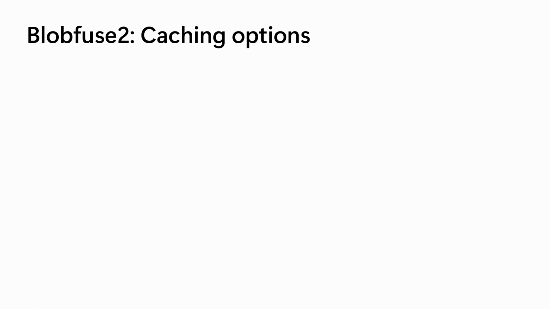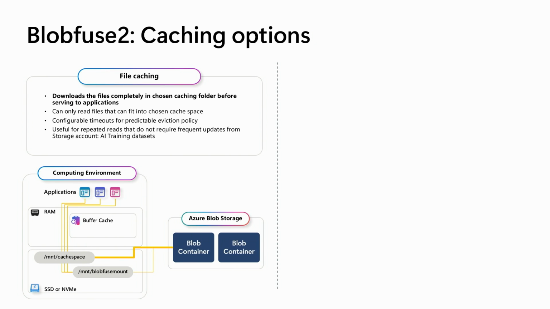OK, so we've always had a file caching option in BlobFuse 2 since the beginning. Even BlobFuse v1 had a file caching mechanism, and in BlobFuse 2, we introduced it again. What this does is you can choose a folder where you can bring the data from the storage account. You download the data to that folder, and then it serves it to the application.